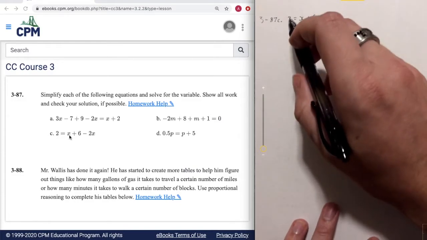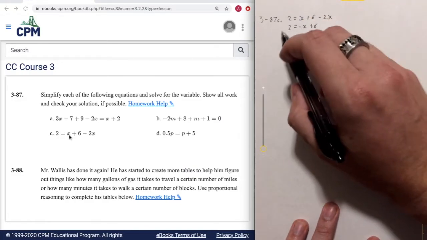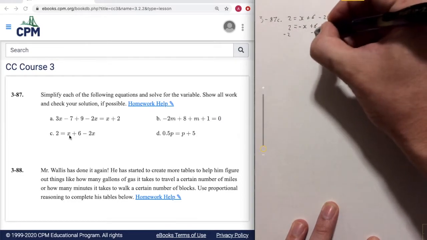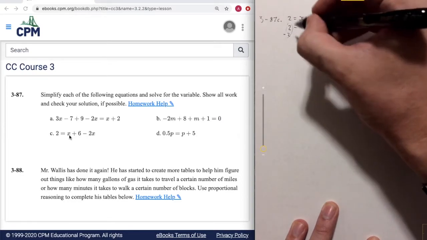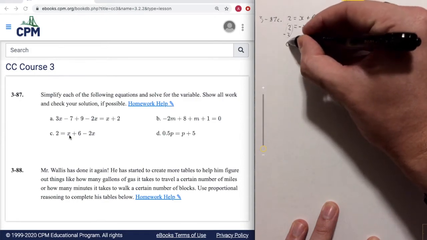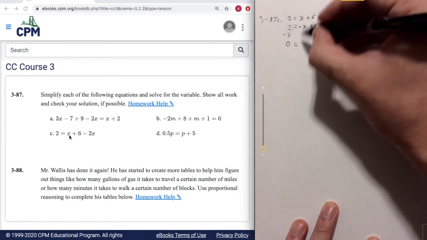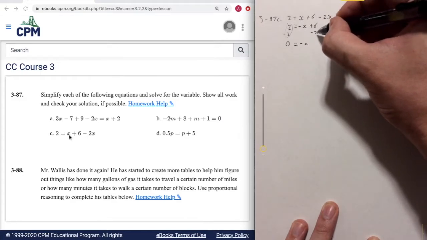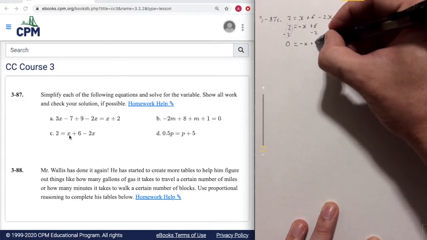We can try grouping up these numbers. So we can do a negative 2 on both sides. This is going to zero out, and we're just going to have a 0. On the right side, we still have our negative x, but now we have a 6 minus 2, so that will be 4.